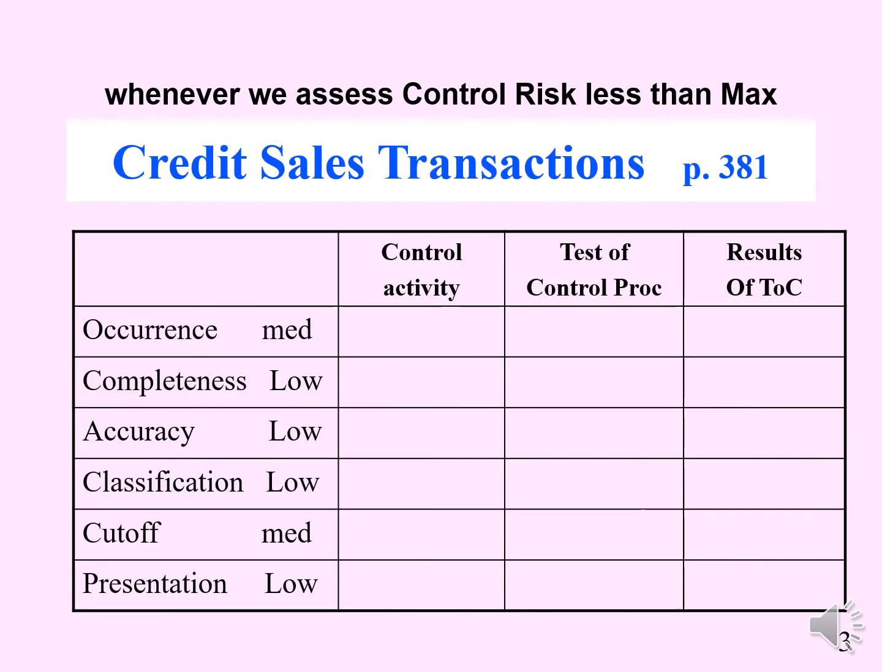Now, whenever we assess control risk as less than the max, in Ted's world, it's either low or high, but in the real world, it can be any place in between. But wherever we assess control risk as less than max, we're going to have to identify specific control activities that ensure that assertion is satisfied, and then we're going to have to design tested controls to make sure that control activity is actually working properly, and then we're going to have to evaluate the results of those tested controls.